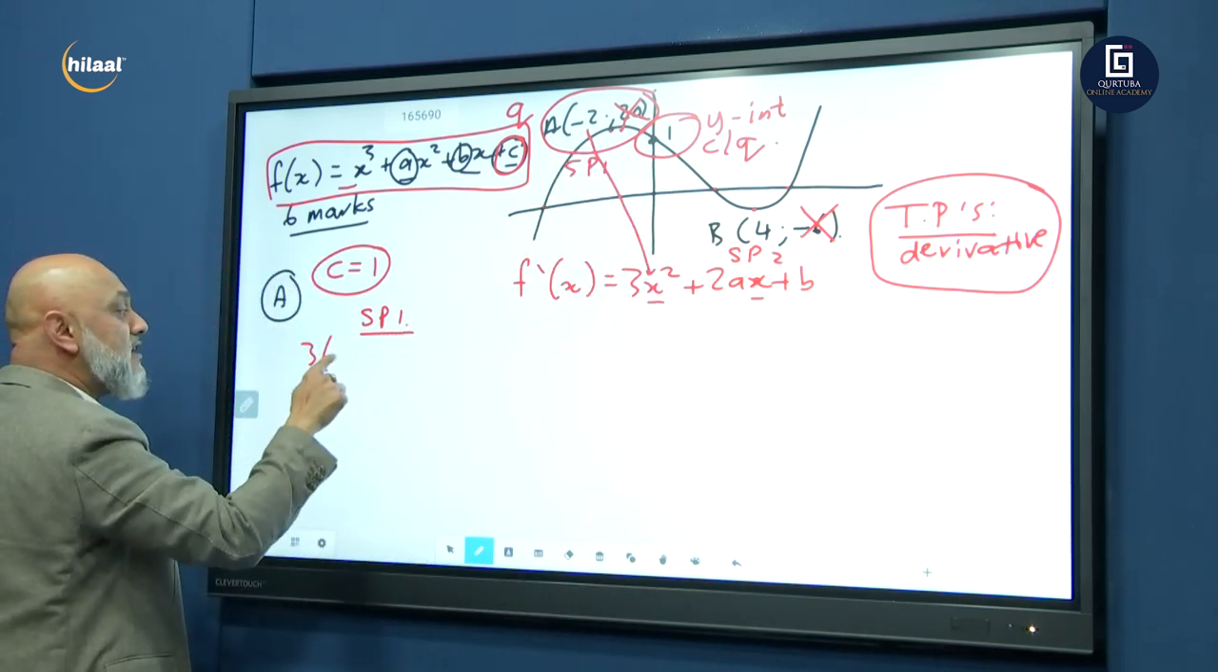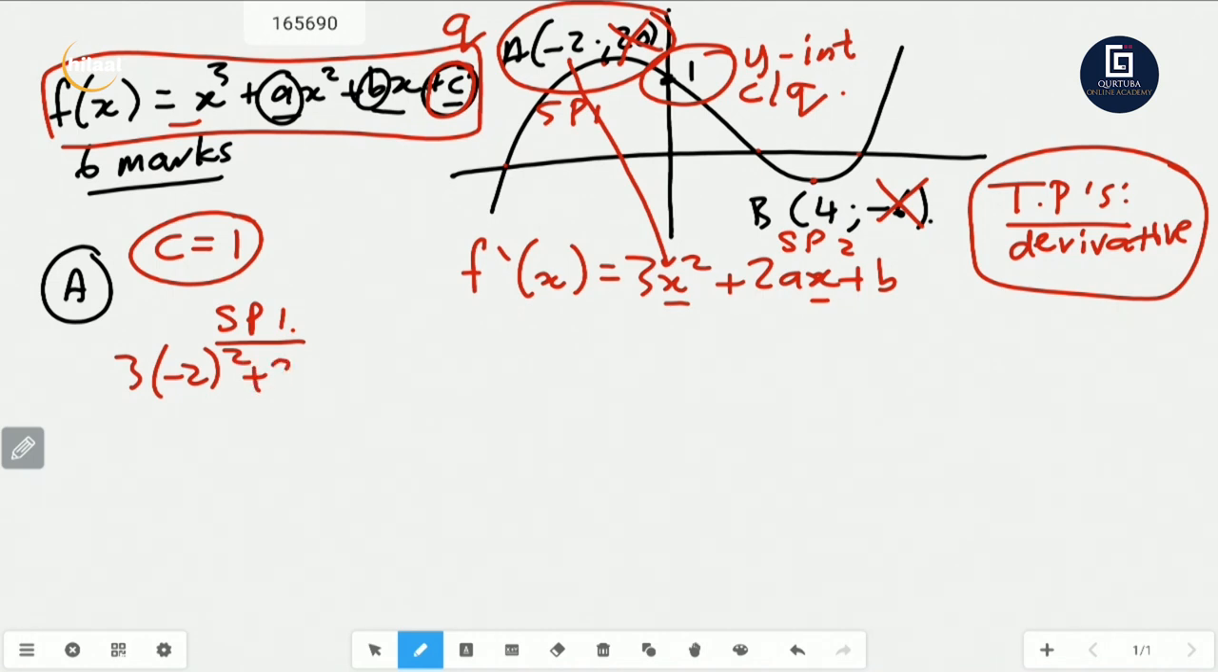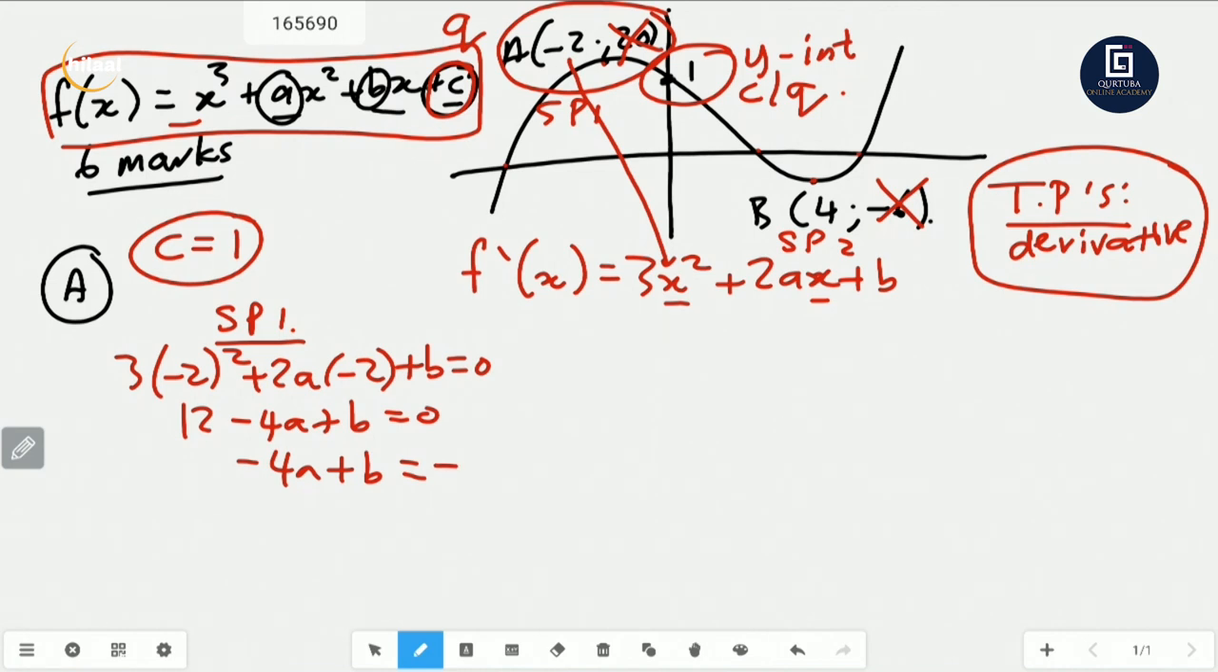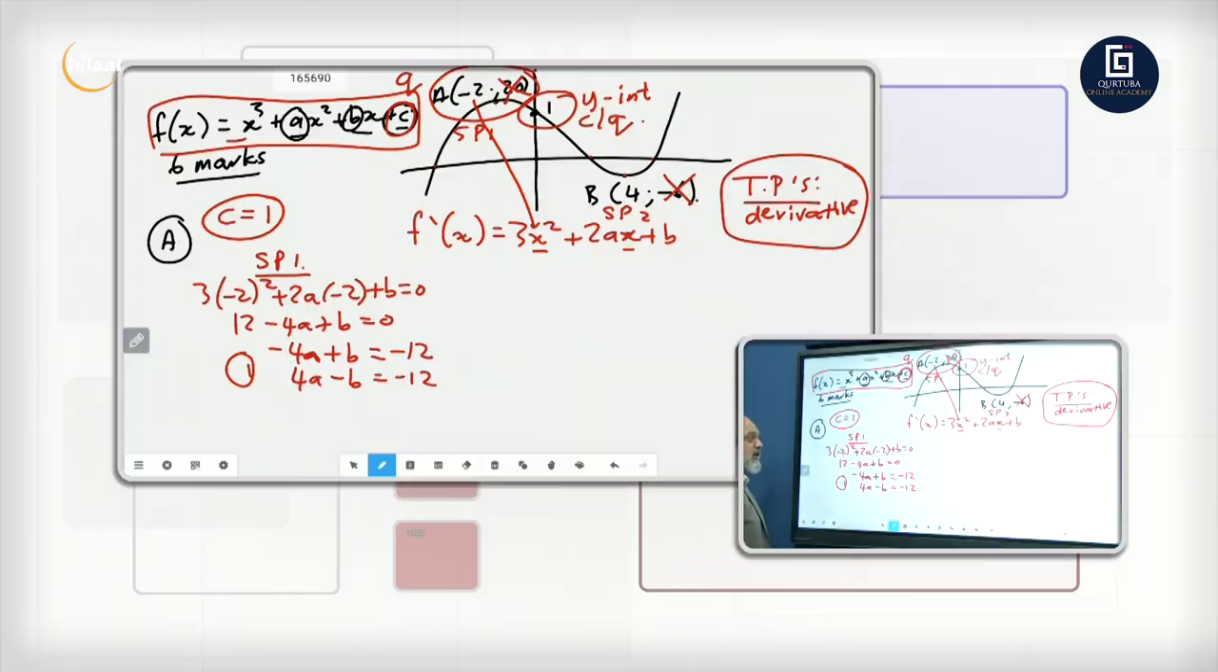So we've got 3 into negative 2 squared plus 2a into negative 2 plus b is equal to 0. So negative 2 squared is 4, 4 times 3 is 12, minus 4a plus b is equal to 0. We've got minus 4a plus b is equal to minus 12. And let's divide by negative, so we've got 4a minus b is equal to 12. We're going to call that equation number 1.